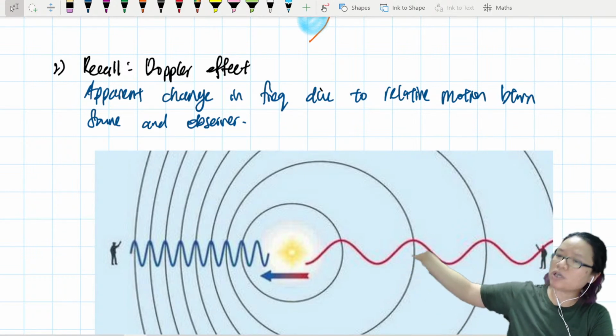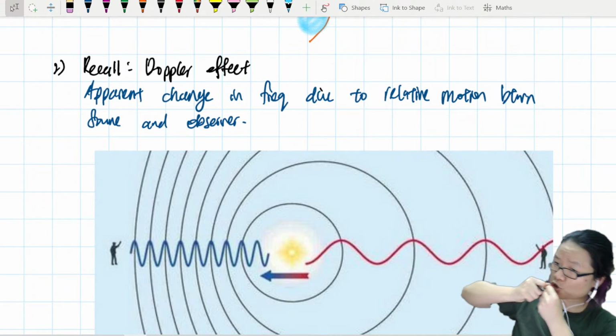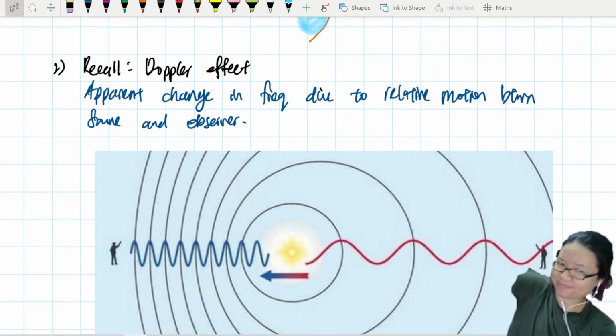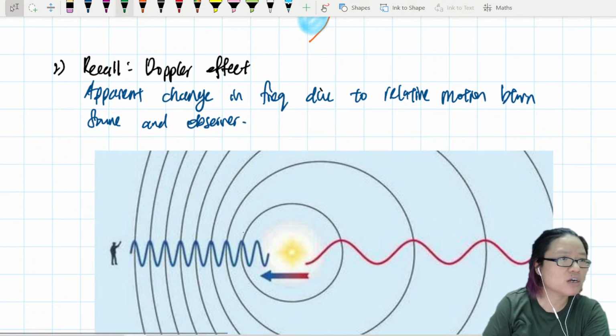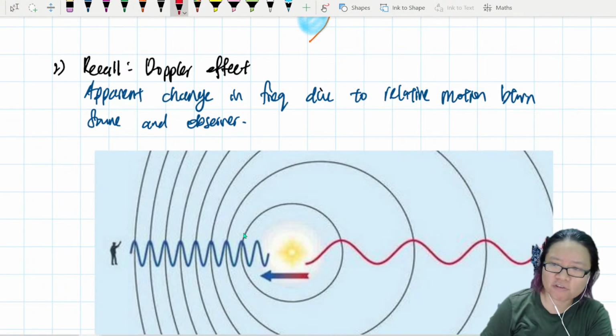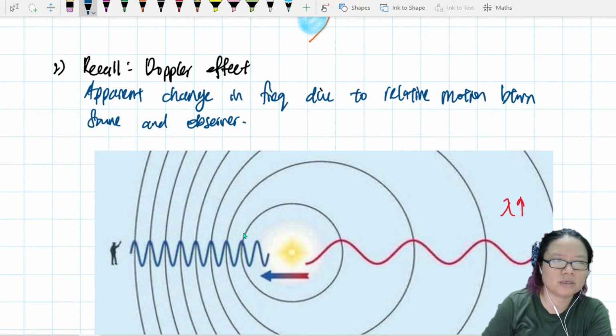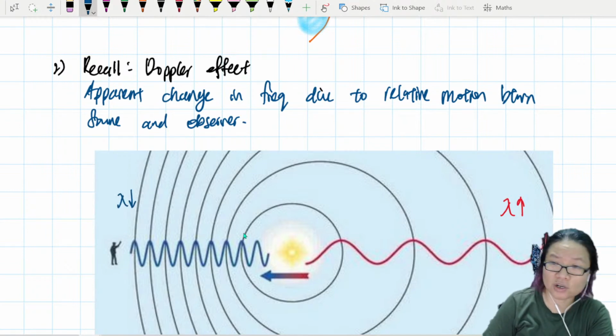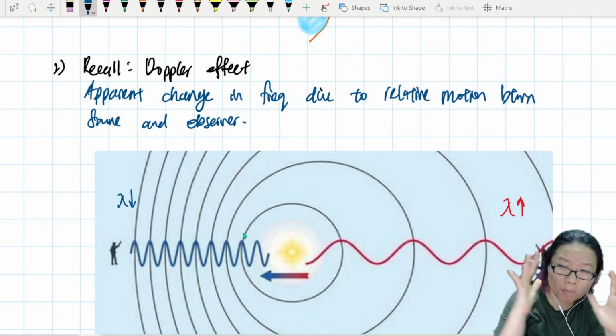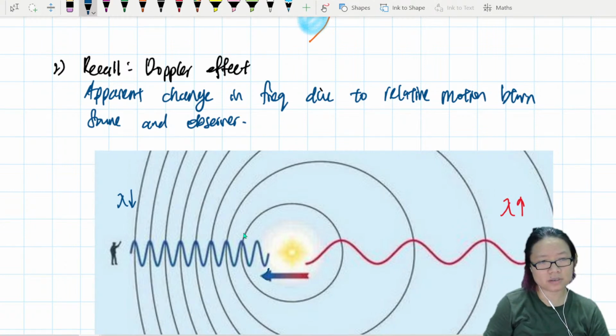And when the sun is moving away from me, the light wave is stretching. So from the perspective of my dude here, lambda increases. And if there's another human on the other side, lambda will decrease, because as the wave source travels, it will compress the wave. This here is the change in frequency or wavelength.